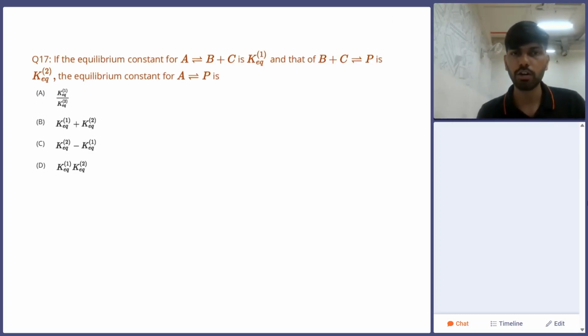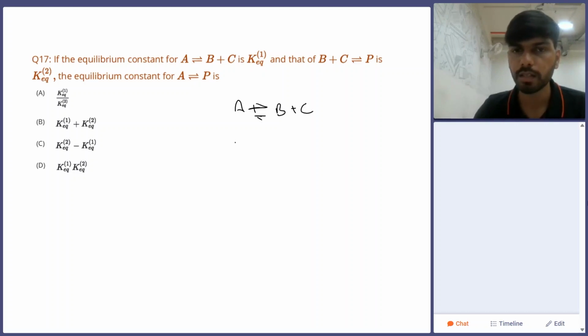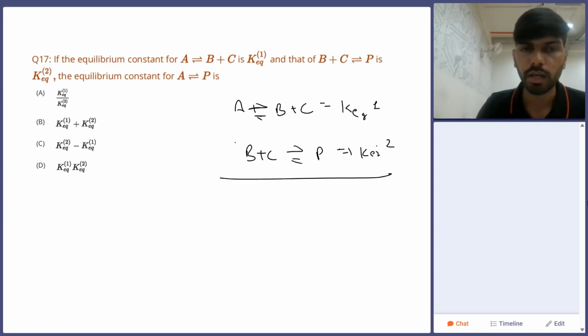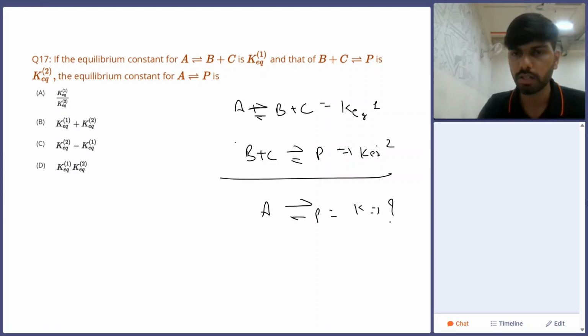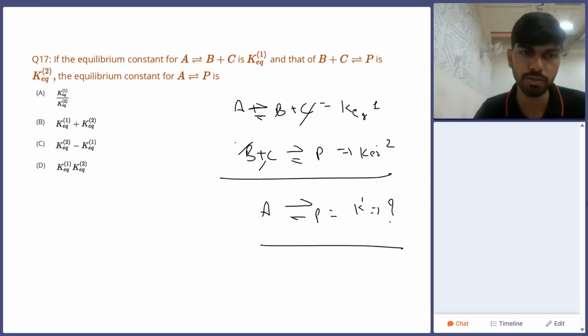Next question class. The equilibrium constant. A gives B plus C is first. B plus C gives you P. So A to B plus C, this is K equilibrium 1. And students, B plus C gives you P. This is your K equilibrium 2. And for A to P, I have to find K equilibrium, that is K dash, I can imagine. So when we add the reactions, the equilibrium constants are going to multiply. So option D, K equilibrium 1 into K equilibrium 2. This is the right answer.